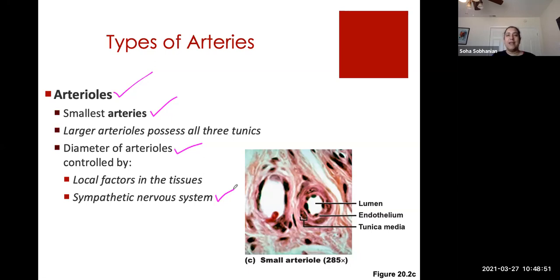Basically, it means I can constrict or dilate my blood vessel to match my pressure with my nervous system. So if a part of my body needs more blood, I can open up these arterioles and send a lot of blood through it. If I need significantly less blood supply to that tissue, I can make that blood vessel small and limit the blood supply to that part of the body. So it depends what your body actually needs.